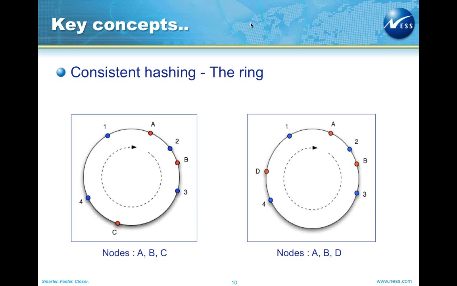Now what if C goes down and we have a new node D that comes up? We should have the least impact on the object entries that are cached already. So 3 would go on to sit in D, and 4 would sit in D as well.